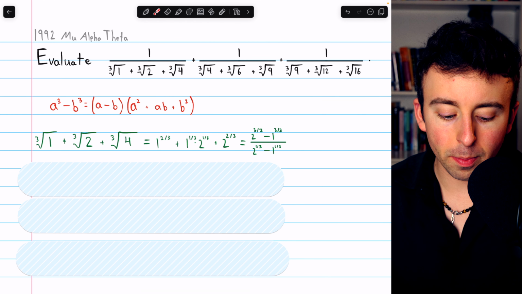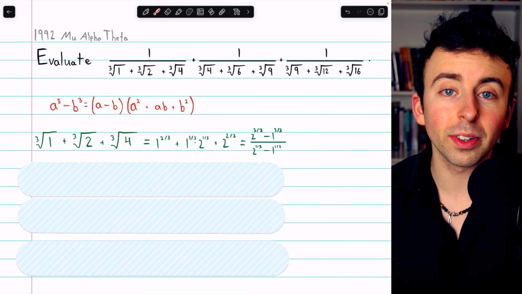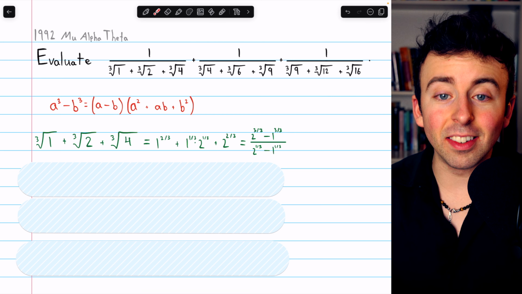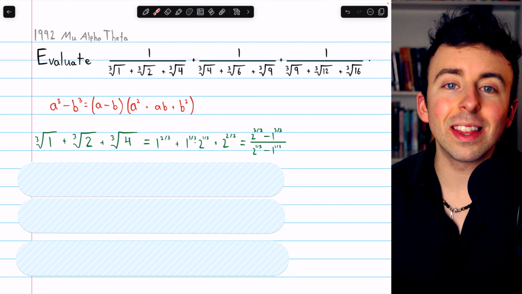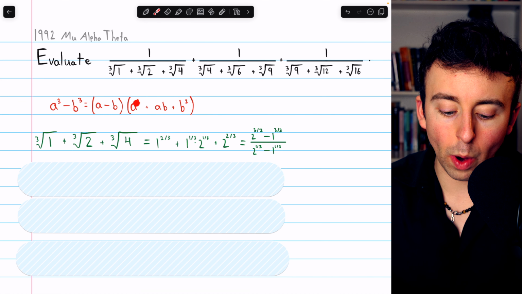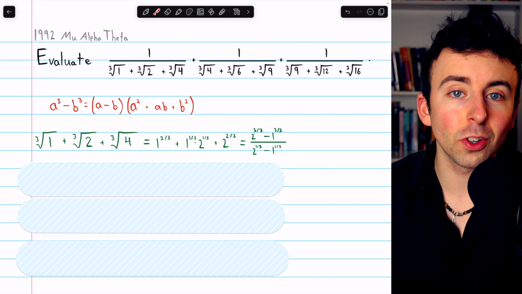Beginning with this first term, the cube root of 1 plus the cube root of 2 plus the cube root of 4, that's the denominator, and we're just focusing on that because that's where the mess is. This is equal to 1 to the 2/3. We're writing it as 2/3 because you should be thinking about the cube root of 1 squared. Of course, that's still just the cube root of 1, but we're trying to make it look like this. The next term, cube root of 2, is the same as 1 to the 1/3 times 2 to the 1/3. Think a times b. And then the last term, the cube root of 4, is 2 to the 2/3. That's like 2 to the 1/3 squared, right?